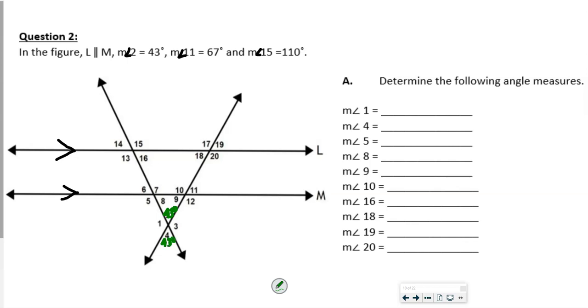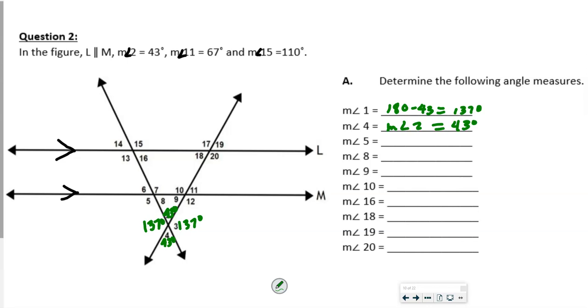And 3 and 1 would be, so to get 1, we do 180 minus 43. And that would give us 137, right? So this one's 137, which means 3 is 137 because they're vertical angles, okay? So 4 was 43 because it's equal to the measure of angle 2, right? So that's 43 degrees, okay?